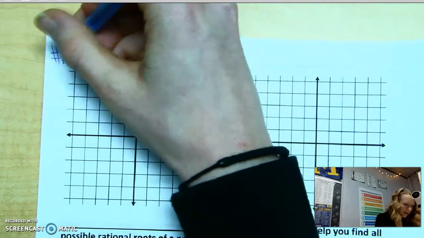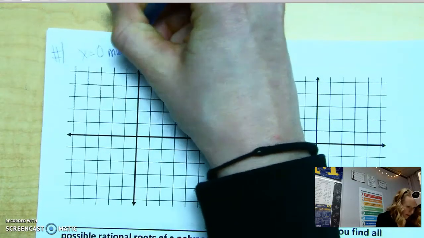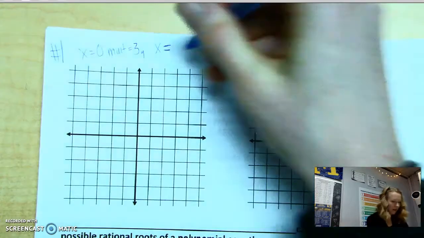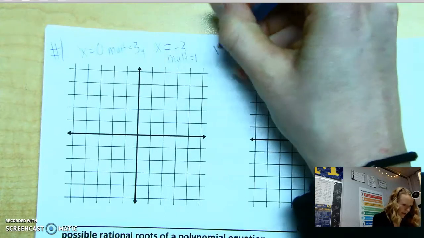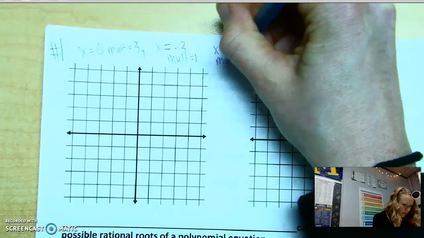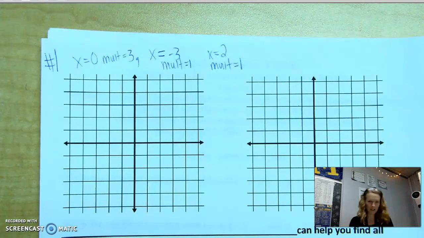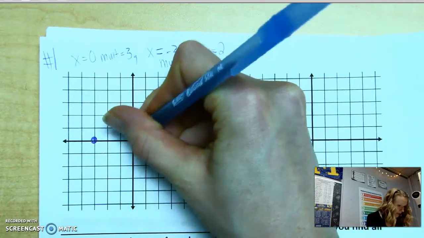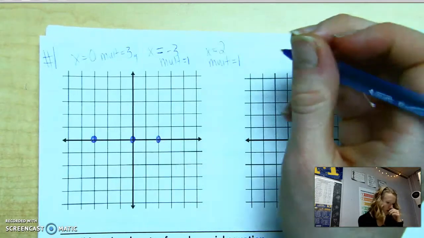Where we had the solutions of x equals 0, where your multiplicity was 3. And then you had x equals -3 with a multiplicity of 1. And then you had x equals 2 with a multiplicity of 1. So if we were to graph this, first and foremost, I graph all 3 of my x-intercepts, all of those solutions. I have -3, 0, and +2.